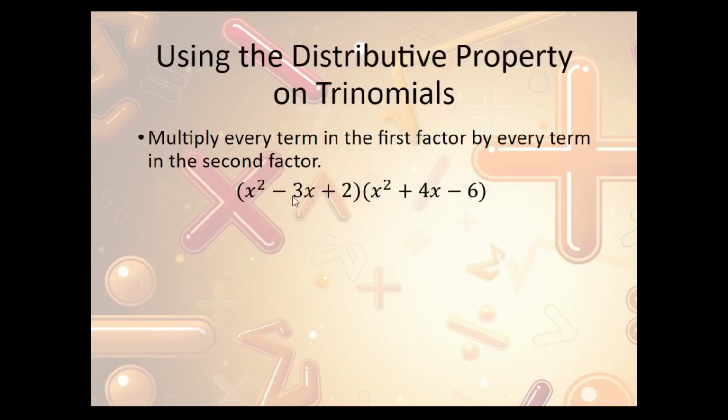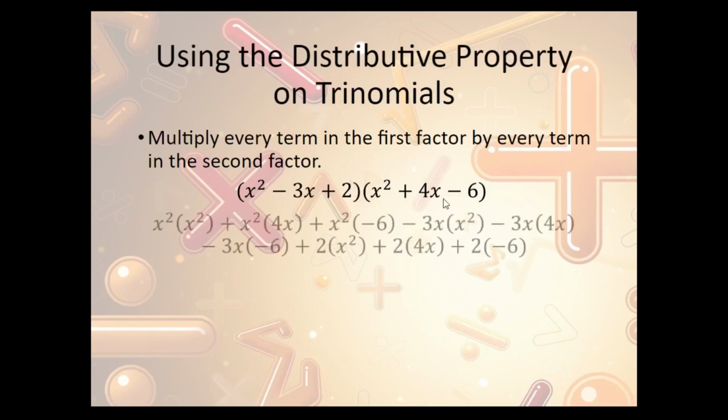Then we do it for the second term. Negative 3x times x squared. Negative 3x times 4x. Negative 3x times negative 6. And then we do it with the 2. 2 times x squared. 2 times 4x. 2 times negative 6.